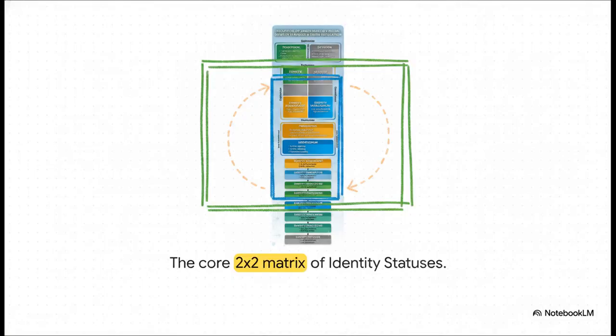Keep this core visual firmly anchored in your mind. The green foreclosure box, the gray diffusion box, the orange achievement box, and the blue moratorium box. This colorful 2x2 square is literally your ultimate cheat sheet for Marcia's crisis resolution model. Seriously, if you can just draw this matrix on a piece of scratch paper the second your exam starts, I guarantee you will ace every single question on this topic.